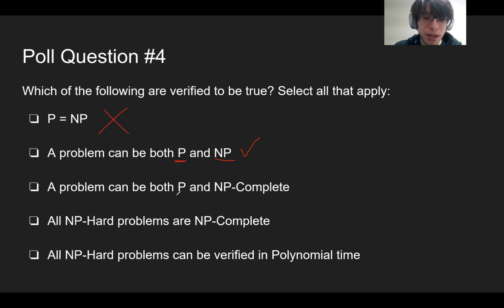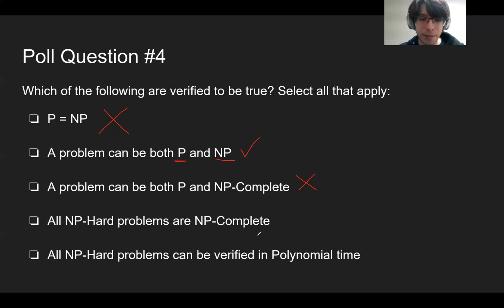A problem can be both in P and NP-complete. This is not the case unless P equals NP, so conditionally no. This is because NP-complete problems are also NP-hard, and P and NP-complete don't have an intersection unless P equals NP, because then everything in NP would also be NP-complete. So unless P equals NP, this is not true.